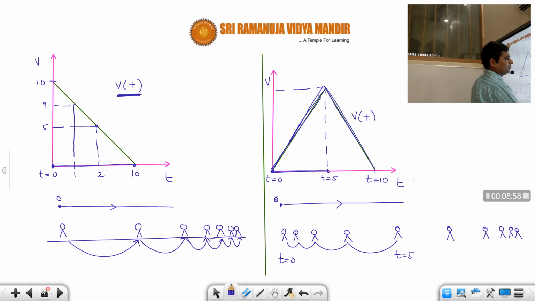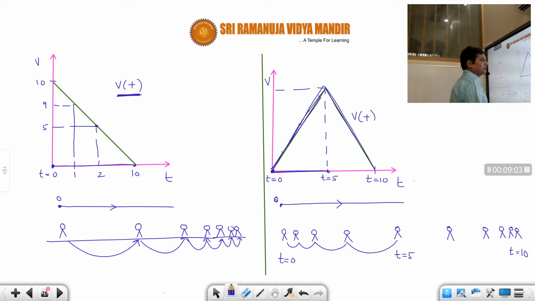Like this. So finally at time t equal to 10 seconds, the velocity has become 0. Here v equal to 0. Here also u equal to 0. So I hope students you understood. Here the speed is decreasing, decreasing. Correct or not, students? I hope you are clear?